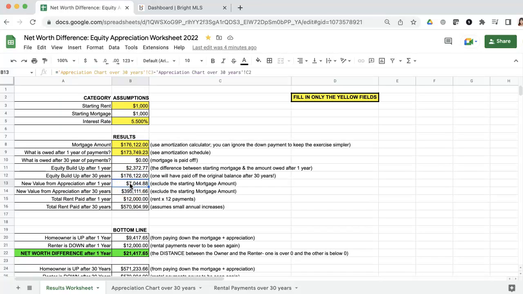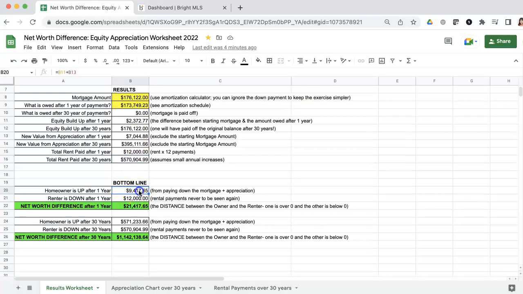The new value factors in appreciation after 1 year, and after 30 years, what is the value of the home that's in addition to the original purchase price. This is the total rent paid after 1 year. So that's rent times 12 payments. And then this is the total rent after 30 years. We're going to assume a small annual increase. The bottom line here is you'll see that the homeowner is up by $9,400 after 1 year.